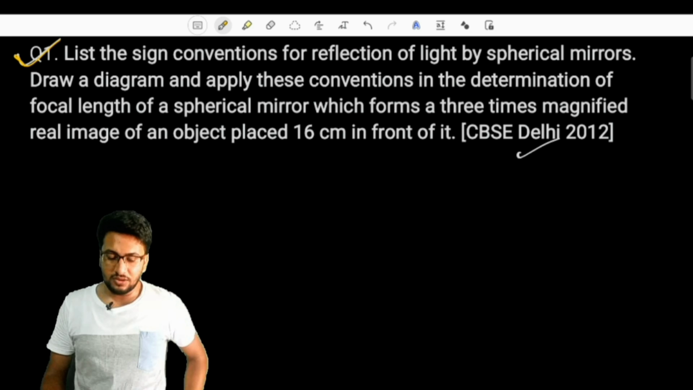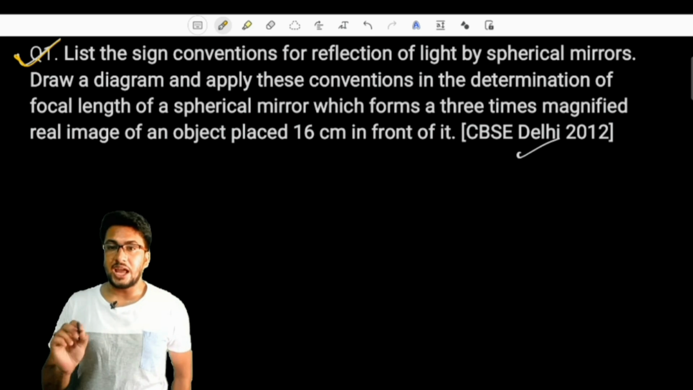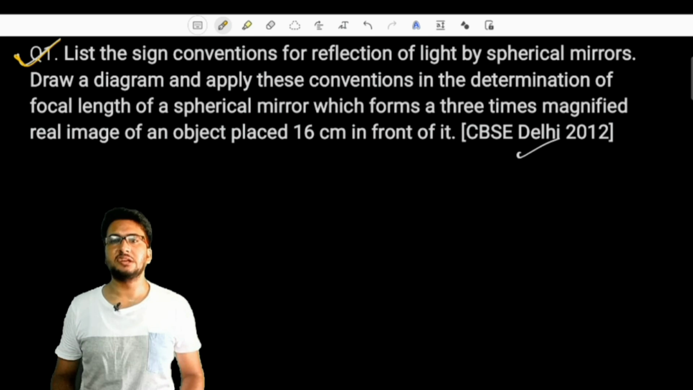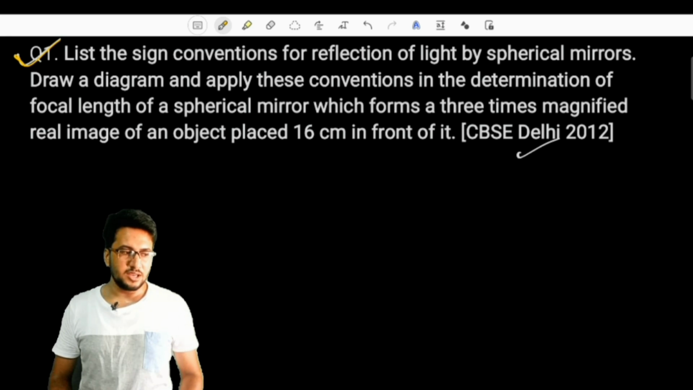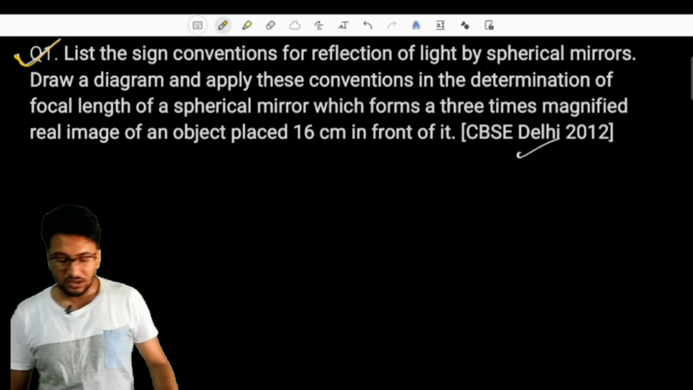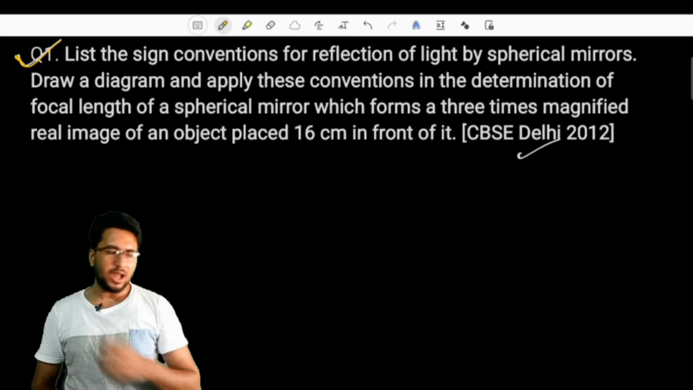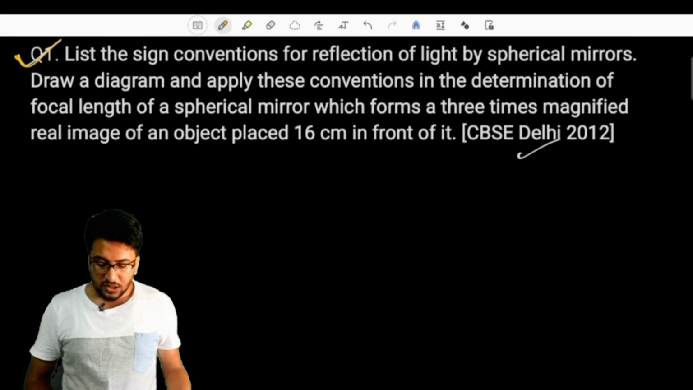Another point is that the light ray always travels from the left hand side towards the right hand side. This geometry is also followed in the Cartesian sign convention. So these points you highlight yourself. Let us move to the numericals now.